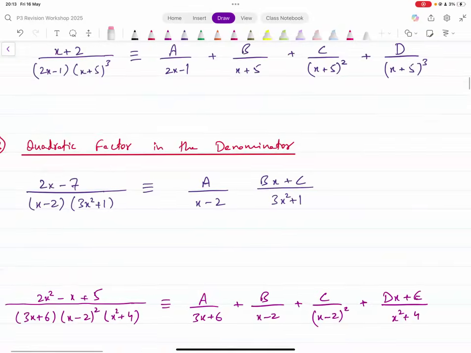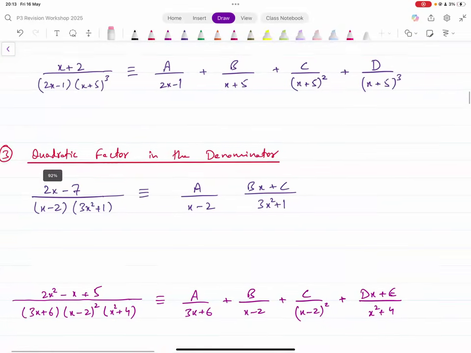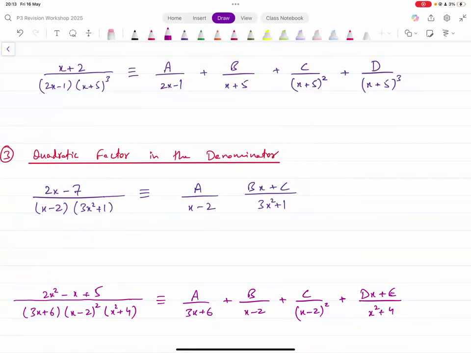If all of them were to come combined, again, it hasn't happened until now, but the idea would be the same. The non-repeated linear factor, that's a over 3x plus 6. The repeated linear factor, for that, you'll have two fractions, one with x minus 2 in the denominator, another with x minus 2 whole squared in the denominator. And then you have a quadratic factor, that's bx plus e over x squared plus 4.